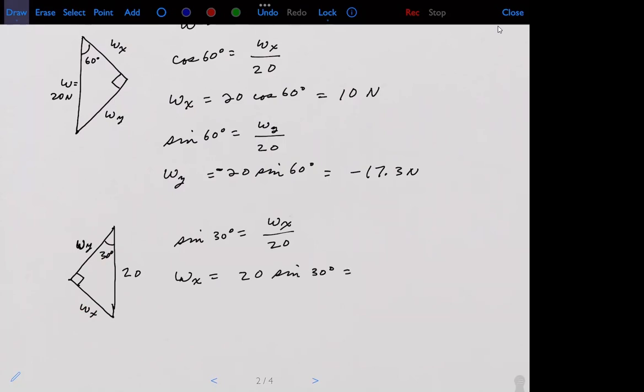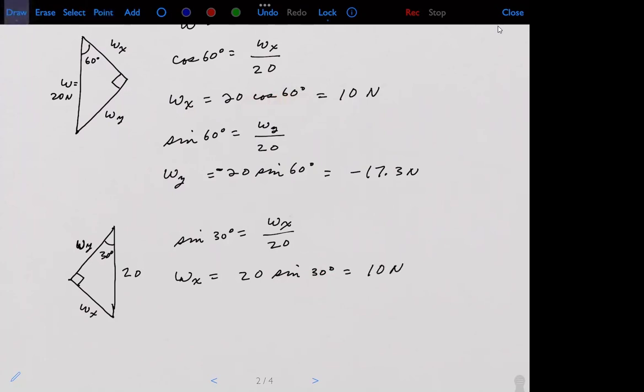But that still gives you the correct answer, right? Sine of 30 is the same as cosine of 60. Remember, before we were able to use cosine, but we had the reference angle of 60 degrees. But it turns out cosine of 60 is equal to sine of 30, right? So this will give you 10 newtons.